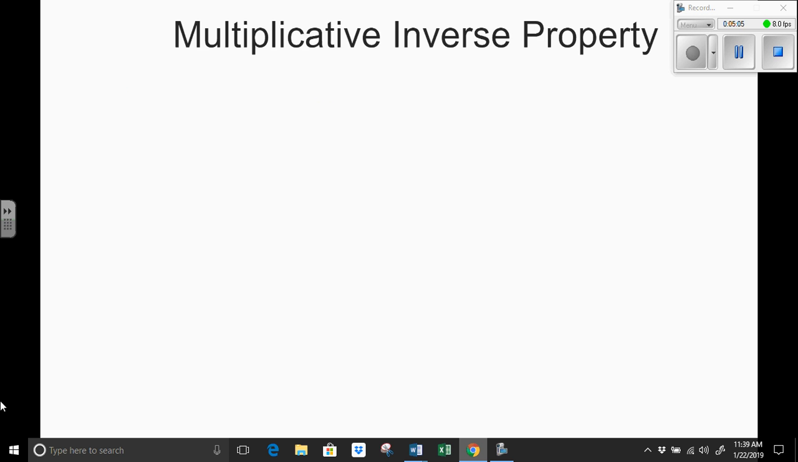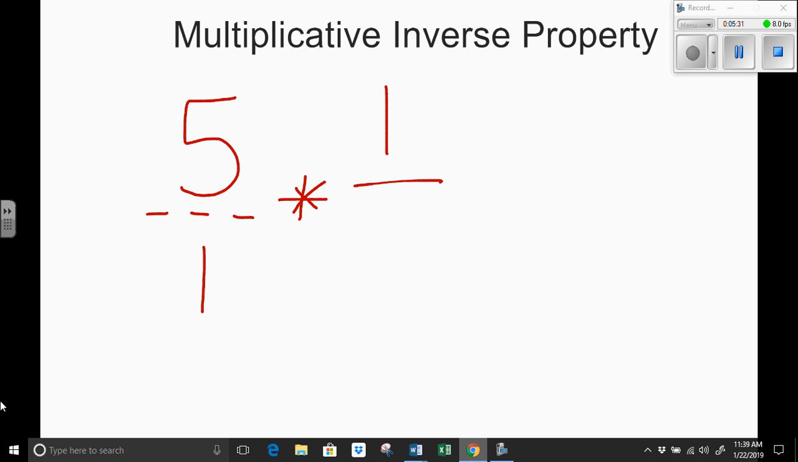Our next property is the multiplicative inverse property. Very similar to the additive inverse property, except this time we're going to be multiplying. And whenever we're multiplying, instead of using the opposite, we're going to be using the reciprocal. So let's say we had the number 5, and we wanted to multiply by its inverse, or its reciprocal. 5 is technically 5 over 1, and when we multiply that times its reciprocal, which is going to be 1 over 5, our answer is going to be 1.